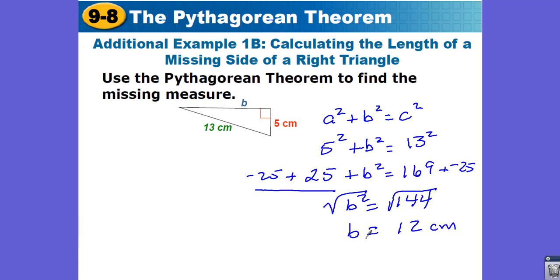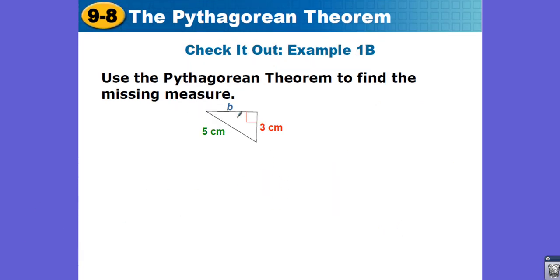Okay? So let's try one more where a side is missing, and then we're going to do an application problem, and then we'll be done. Okay, so here's another one where the b is missing. Now that could be an a. Remember, a and b, it doesn't matter which one is which. Okay, so this time again it says it's b. So a squared plus b squared equals c squared. Okay, the 3 is going to be our a, so 3 squared plus b squared equals 5 squared.